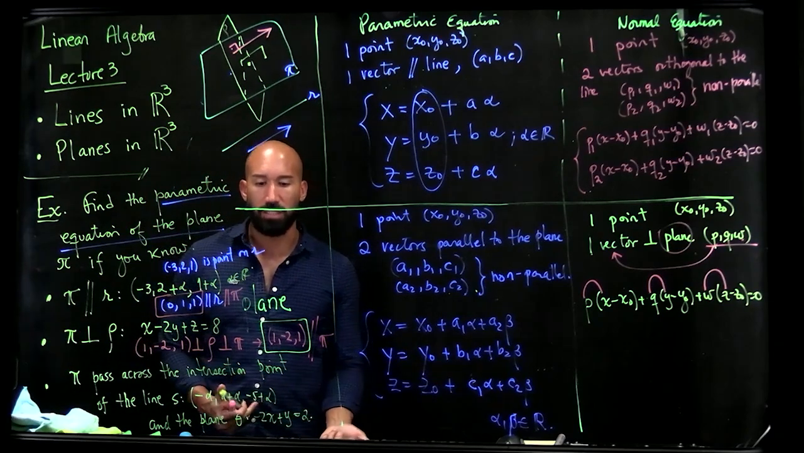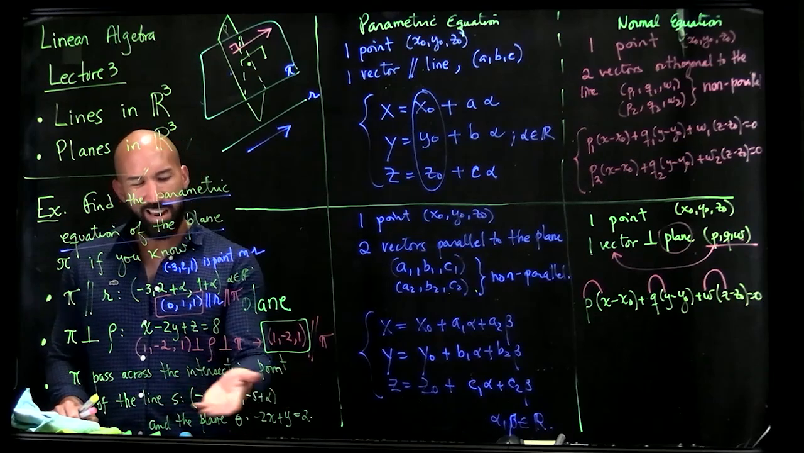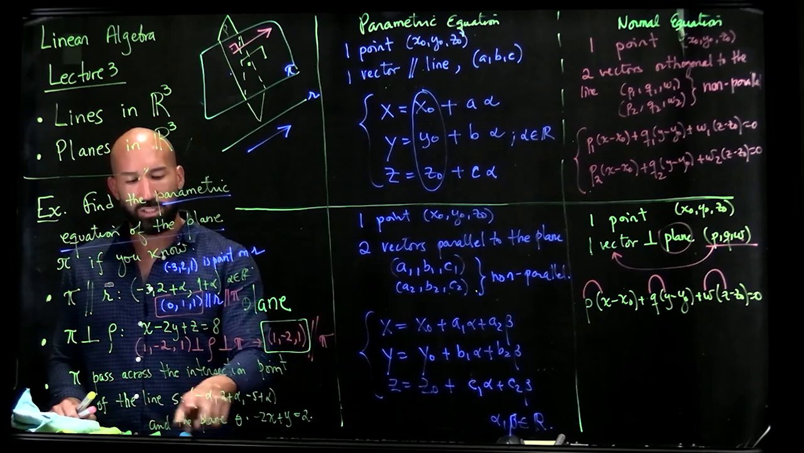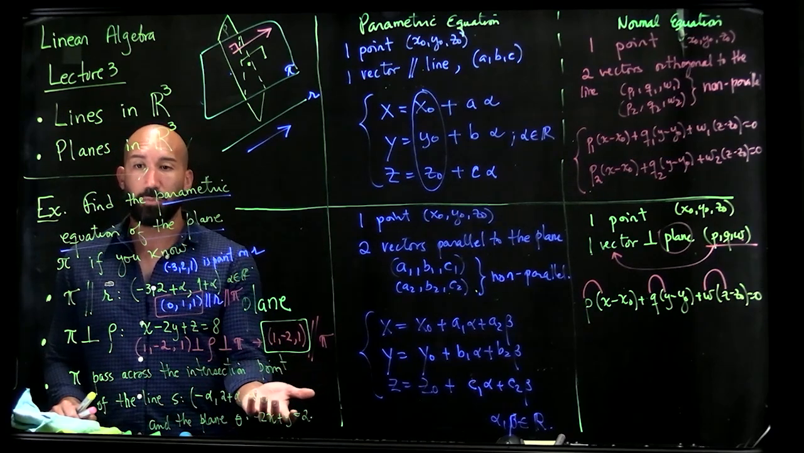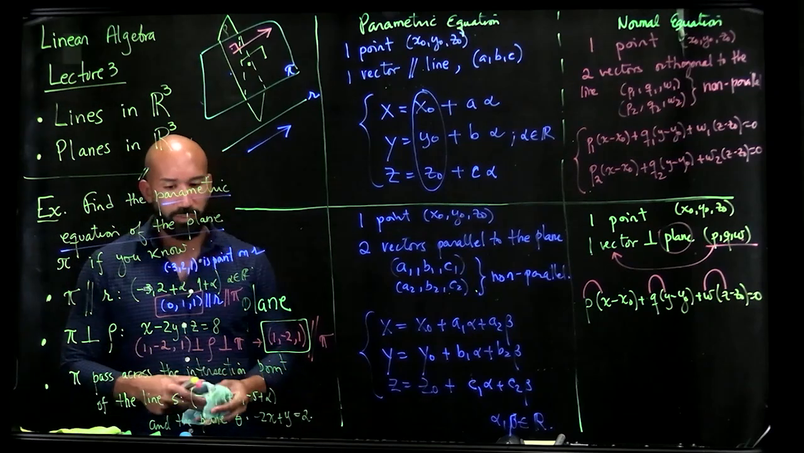So what is the only thing that I'm missing? What I'm missing is my point. But here I have information about a point, because I know that pi is passing across this intersection point. I don't have that point explicitly, but I can find it. It's not too hard to find that point.